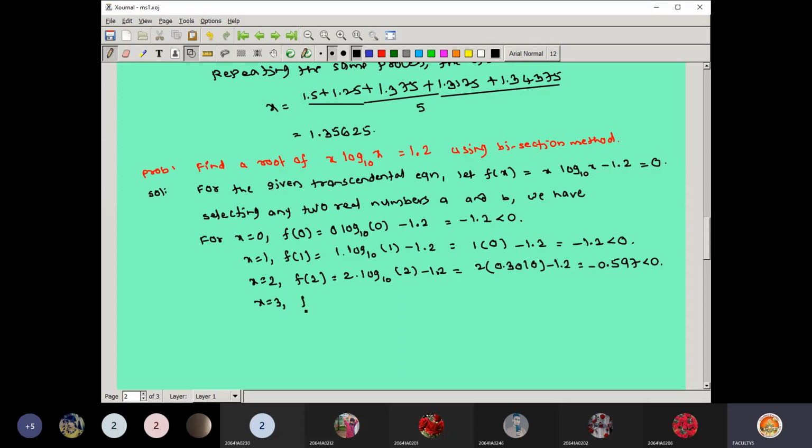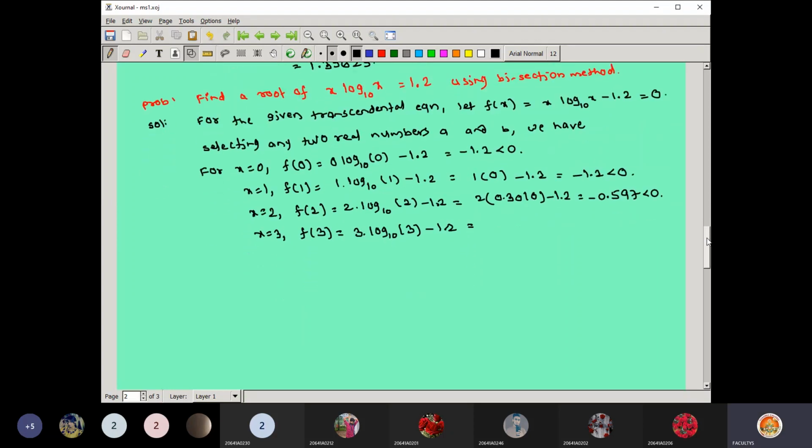We need to get the opposite sign. F of 3 that is equal to 3 logarithm of 3 minus 1.2. So give us the final answer. Use LOG button, don't go for LN. 0.2231. Is it positive? Yes, sir. Yeah, it is greater than 0. So when you are getting opposite signs, therefore you can stop the process.